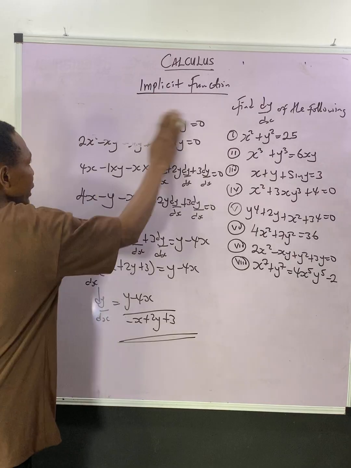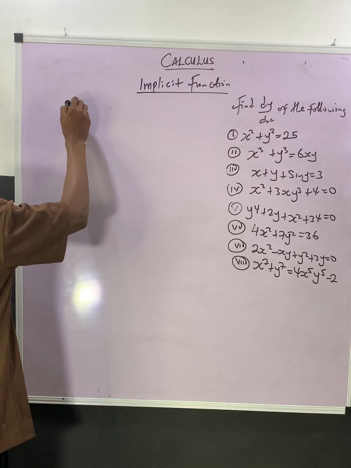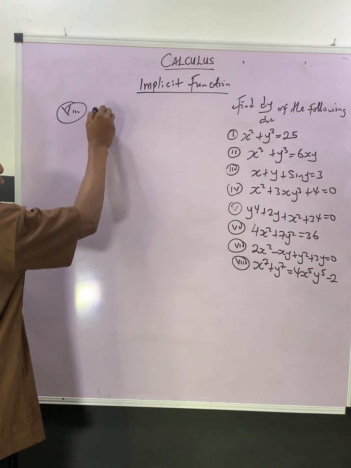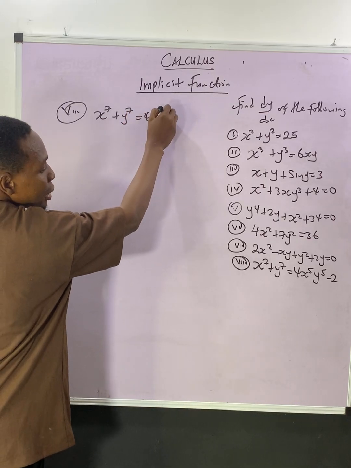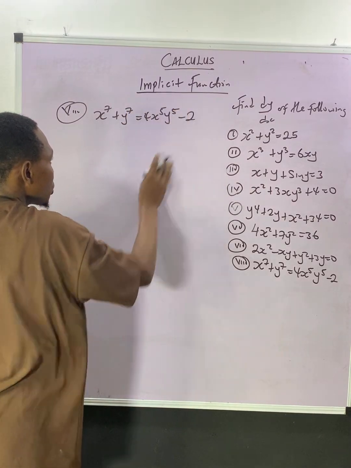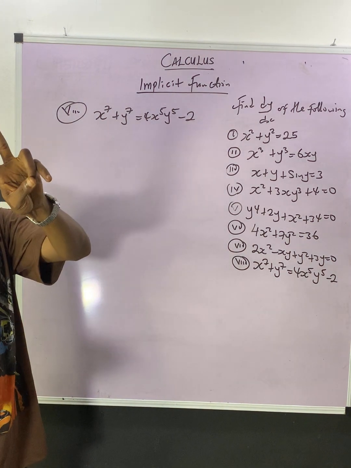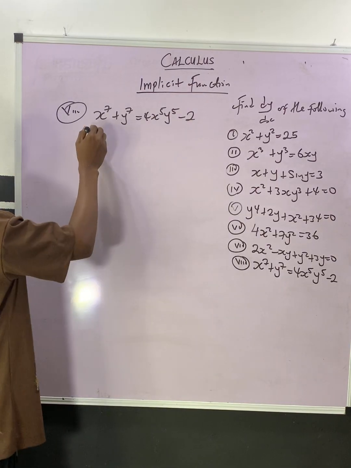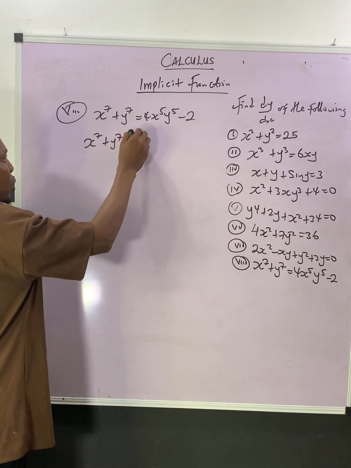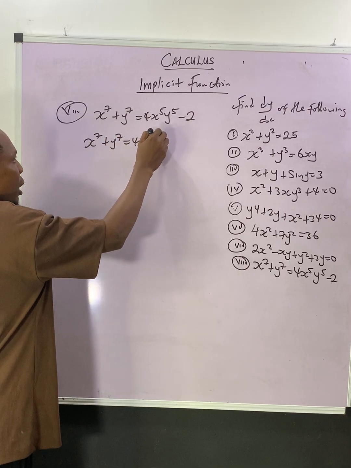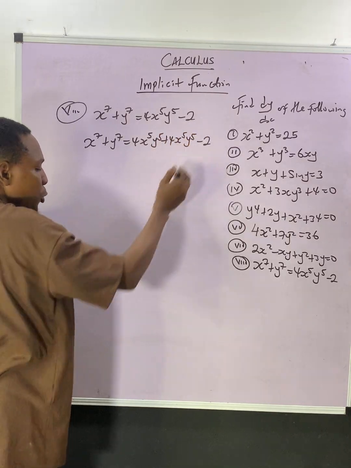For question number 8, we have x raised to power 7 plus y raised to power 7 equals 4x raised to power 5, y to the power 5, minus 2. So for this, what do we do? We have x and y together, so we will write it twice. From here we have x to the 7 plus y to the 7 equals 4x to the 5 y to the 5 plus 4x to the 5 y to the 5 minus 2.